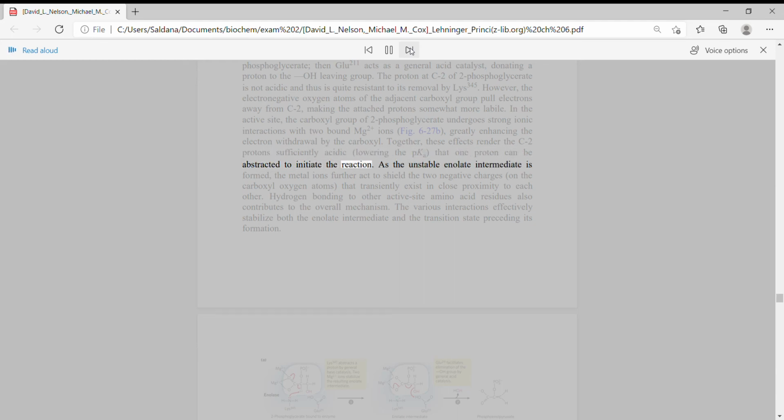the reaction. As the unstable enolate intermediate is formed, the metal ions further act to shield the 2 negative charges on the carboxyl oxygen atoms that transiently exist in close proximity to each other. Hydrogen bonding to other active site amino acid residues also contributes to the overall mechanism. The various interactions effectively stabilize both the enolate intermediate and the transition state preceding its formation.